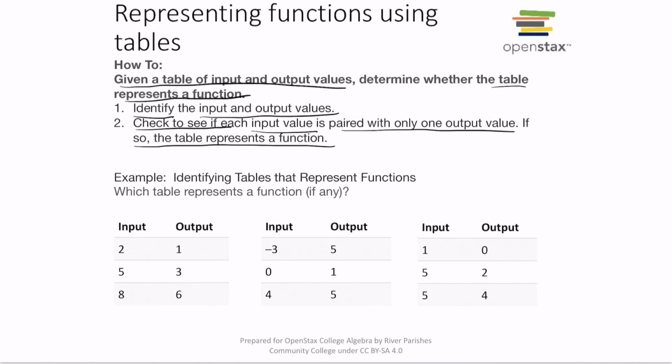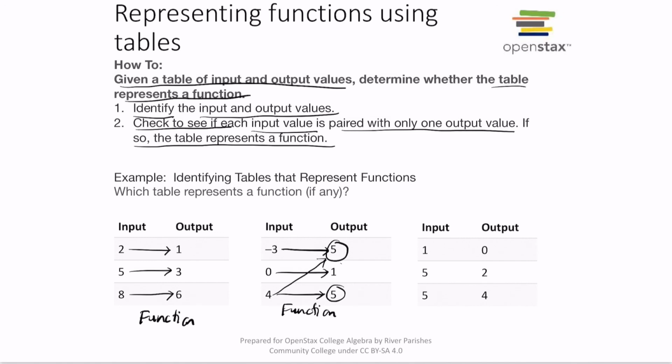So let me do the first example. 2 gives 1, 5 gives 3, 8 gives 6. So all of these are unique from one another, which means this is a function. Let's do the second one. Minus 3 goes to 5, 0 goes to 1, 4 goes to 5. Notice that both these values are the same, and here two inputs are giving the same output. Remember the principle here is that two inputs can have the same output. So with that principle, 4 also goes towards 5. This is also a function.